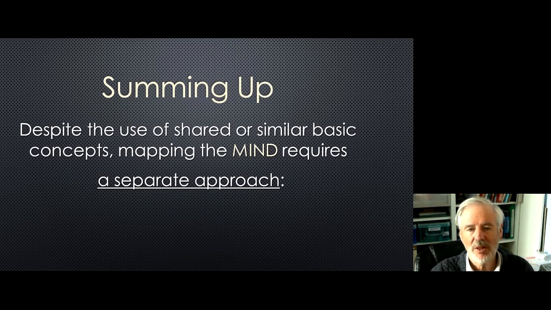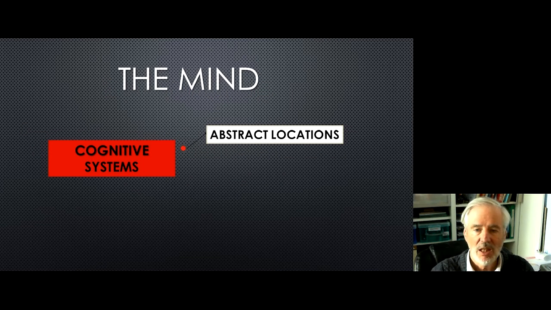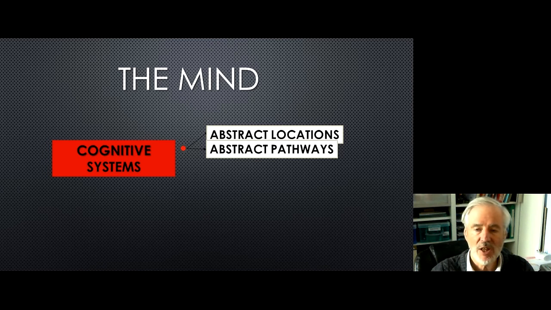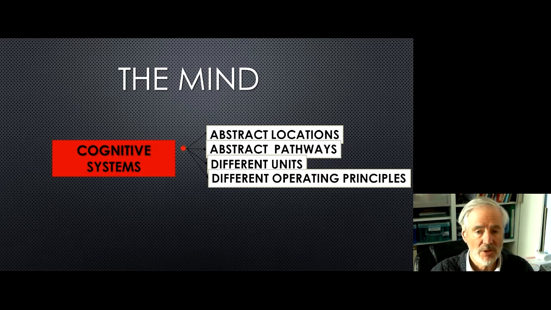Okay, summing up, after this rapid whip through the modular cognition framework architecture, we can say that despite the use of shared or similar basic concepts, mapping the mind requires a different, separate approach. You have, after all, not physical locations, you have abstract locations, you have abstract pathways, you talk in terms of different units, and certainly different operating principles. Some of the operating principles work only within a particular system, but there are general operating principles that work across the whole mind.